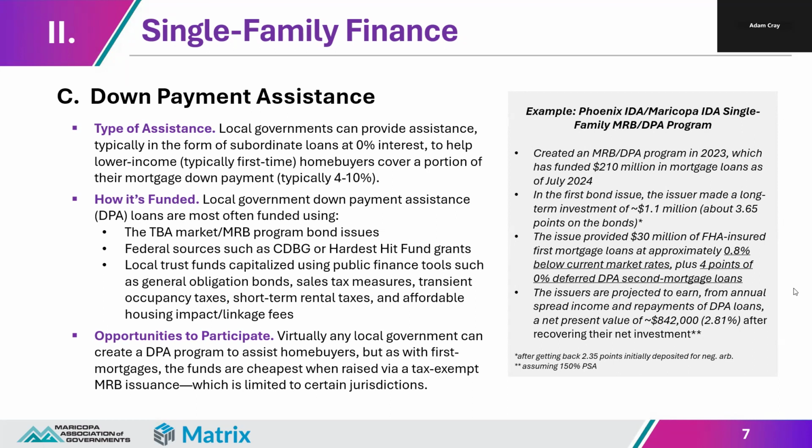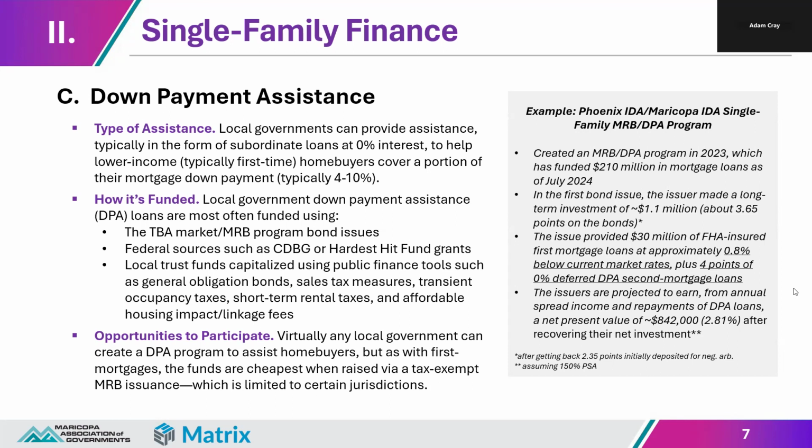And then finally, this is a source that every local government has access to, and it really takes that political will to get there. And so it's local trust funds that are capitalized using these public finance tools that I've noted here. So it's things like general obligation bond measures, sales tax measures, transient occupancy tax, things of that nature. All those types of tools we've seen used across the country to raise funds to support affordable housing.